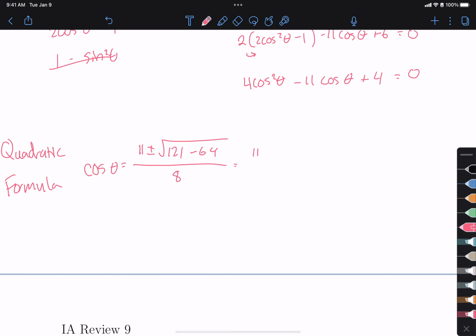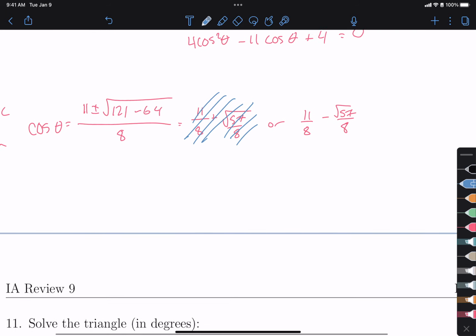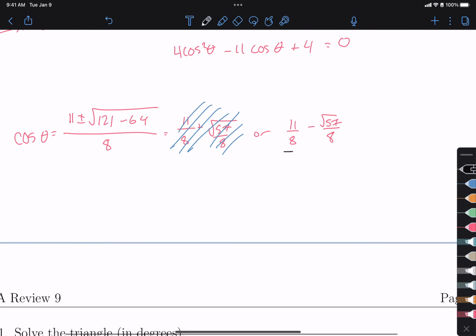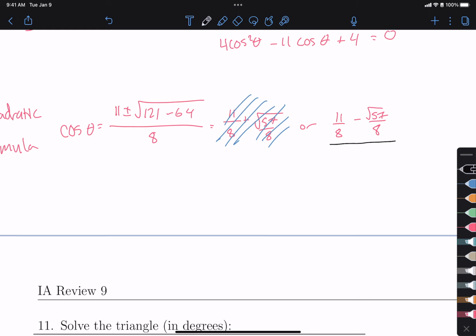And this is going to give you 11 over 8 plus the square root of 57 over 8, or 11 over 8 minus the square root of 57 over 8, right? But this one is going to be greater than 1. If you plug this into your calculator, it's like 2.2 something. And so we actually are going to completely ignore this because cosine of theta can never be greater than 1, right? So we're only going to focus on 11 over 8 minus the square root of 57 over 8.